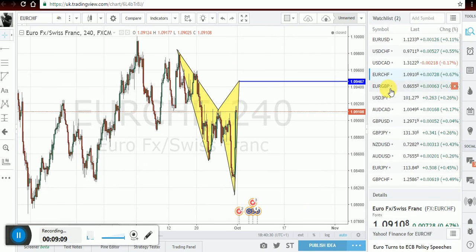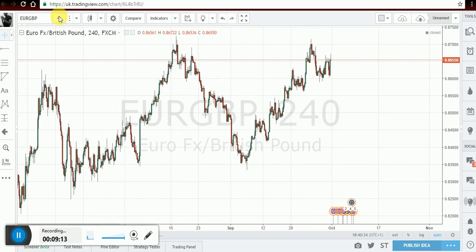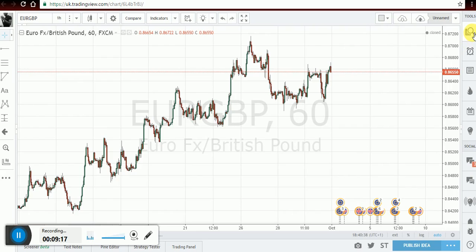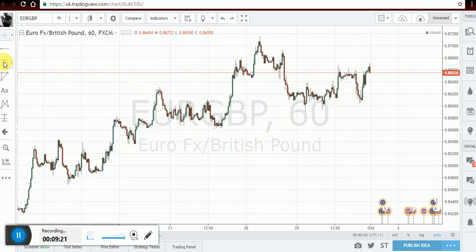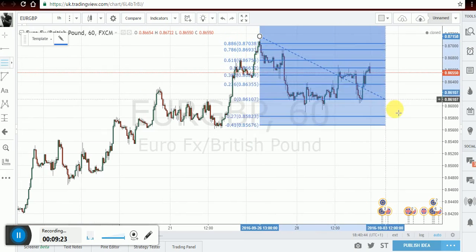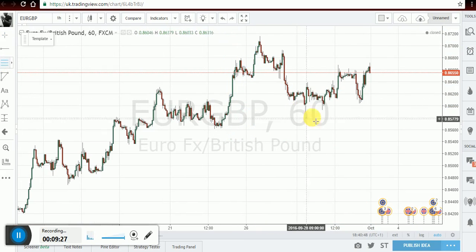Next one, the euro against the pound. Now on this currency pair, I think it was on the 1-hour chart, we do have a potential bearish. Is it a buy pattern or a Gartley pattern? I'm not too sure. Let me just bring in my Fibonacci to show you guys. So see, got the X to A leg, and we got the 618. It is a Gartley pattern, so we have another bearish Gartley pattern.